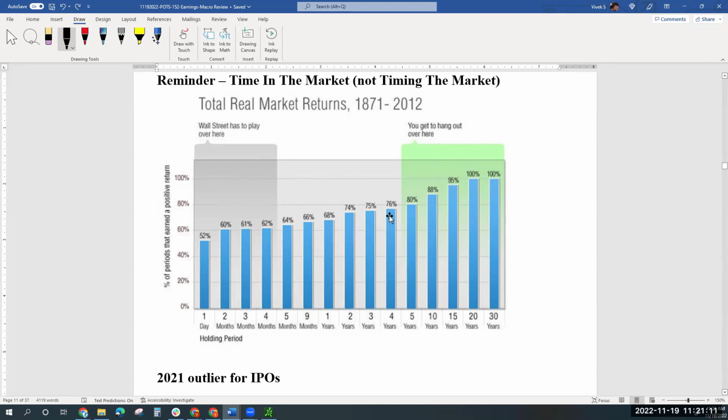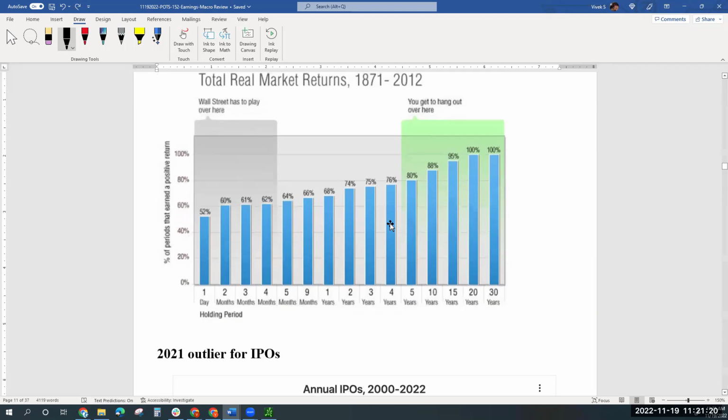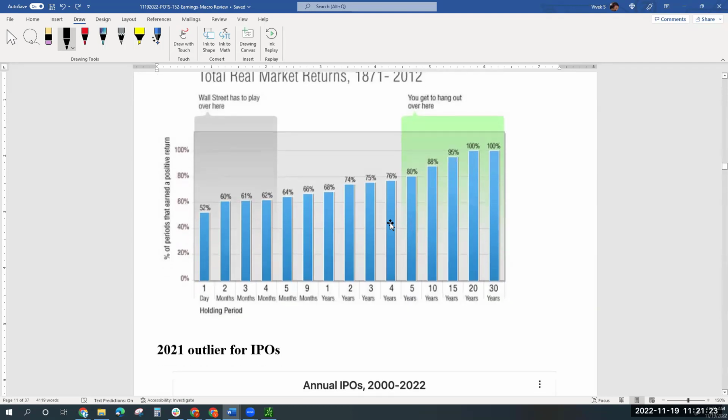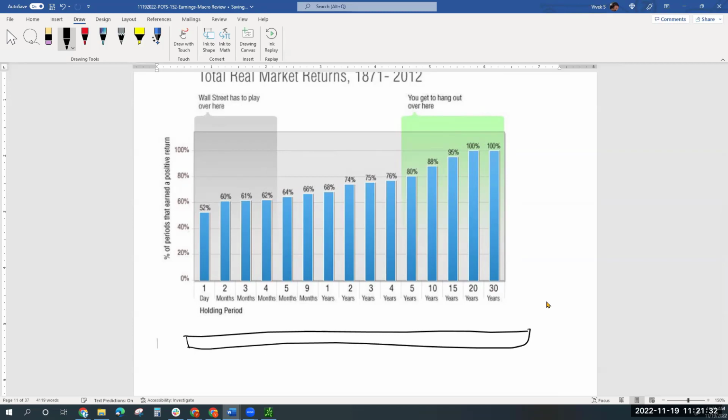Increase it to 4 years. 75% of the time in a 4-year block, any 4-year block, the market has actually gone up. When I say 4-year block, it means, looking at 1871 to 2012, pick any 4 years, any other 4 years, any other 4 years. In 75% of those, the market has gone higher than where it was at the start of the 4 years. 25% of the time, it has gone lower.